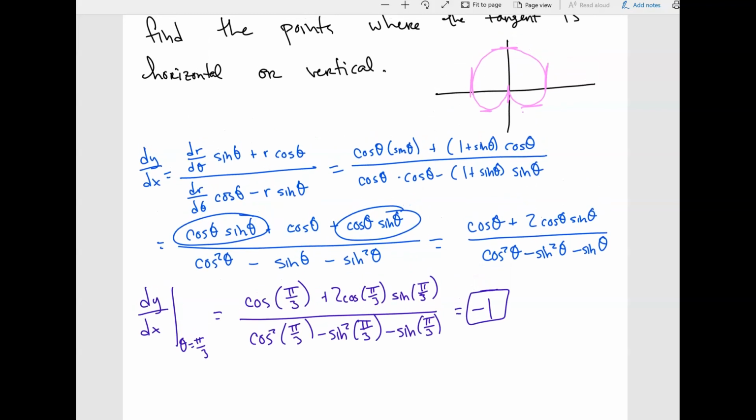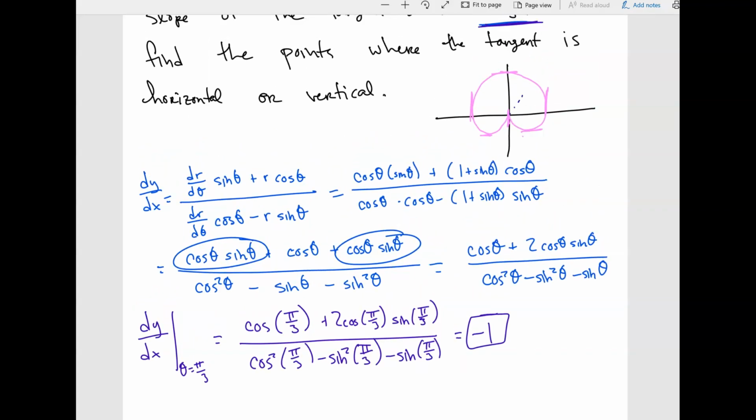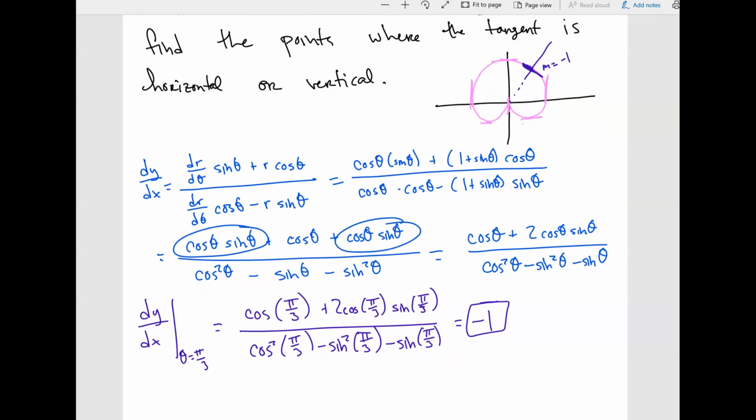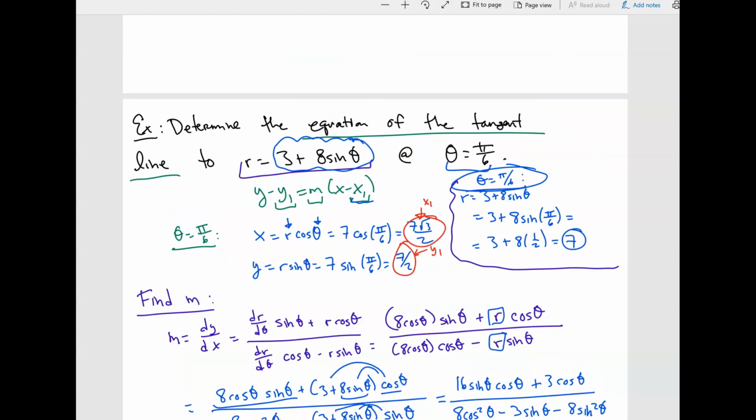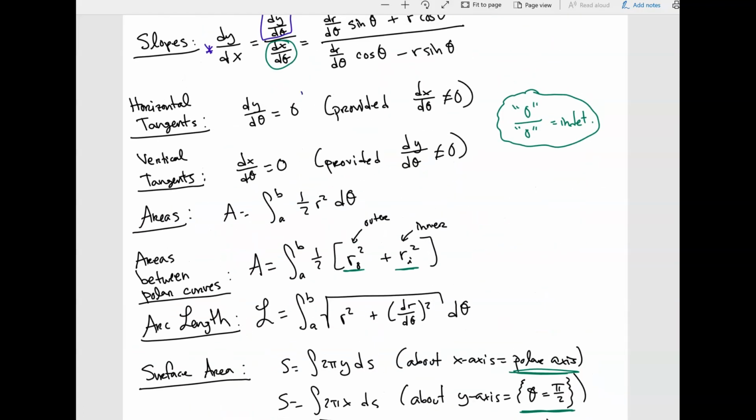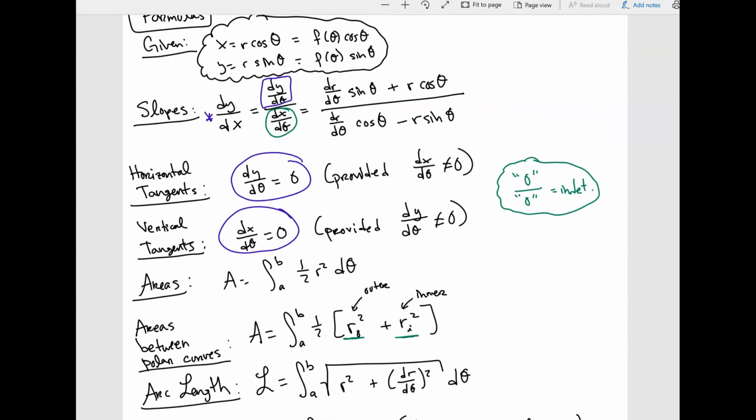And so pi over 3 is around this area. Around here, you can see that the slope of the tangent line is decreasing, and the slope is about -1. All right, so now we got that guy. Now we want to find the points where the tangent is horizontal and vertical. If you remember, the way that we find horizontal and vertical tangents is setting dy over d theta equal to 0 and setting dx over d theta equal to 0, which is basically the numerator and the denominator.